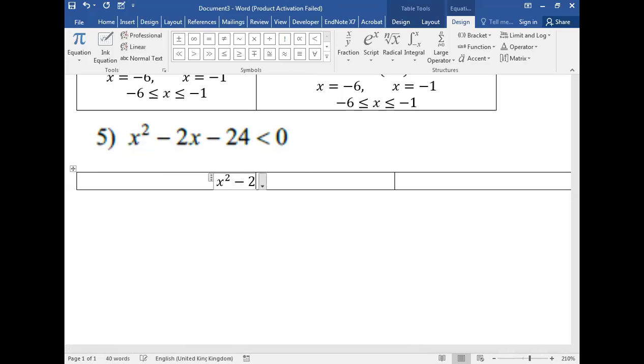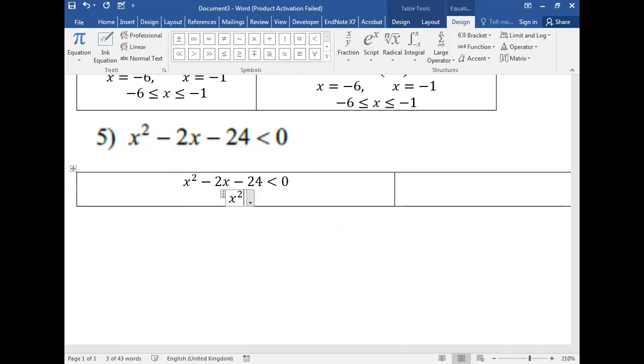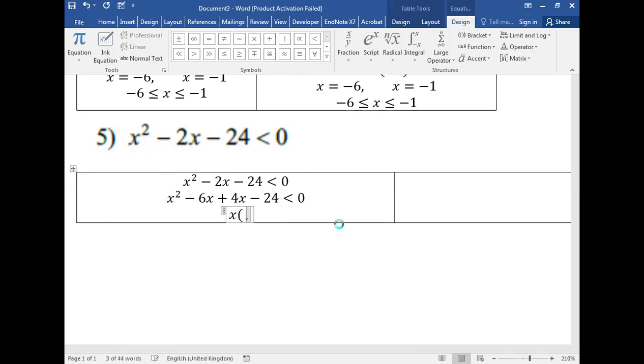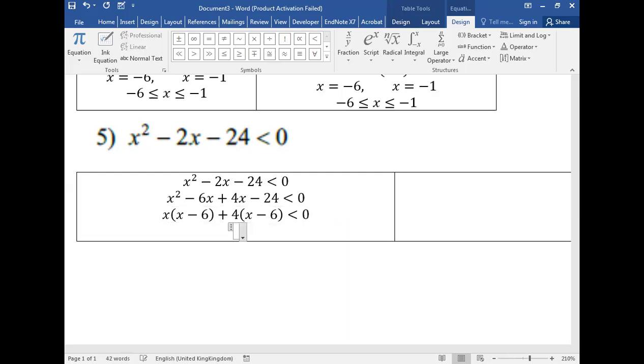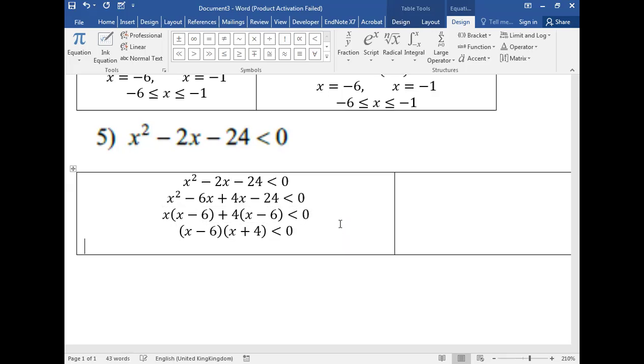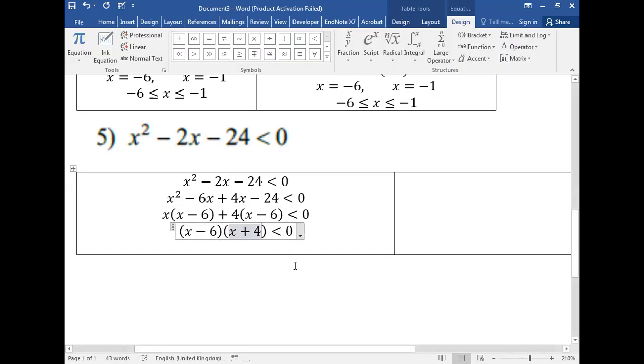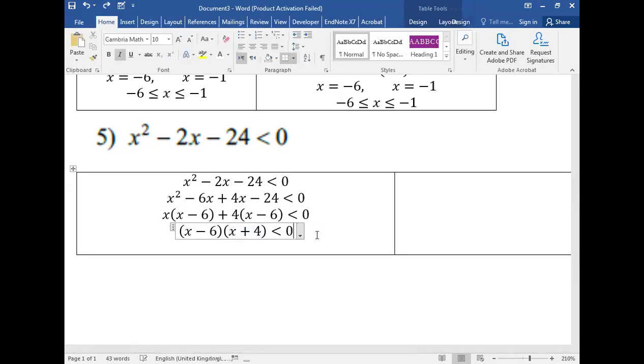Another question, question 5 from the same worksheet, less than 0. If you want to factorize it, you can. Minus 6x plus 4x. What is this? This is less than 0. Negative, you're right. So now what shape will this take?